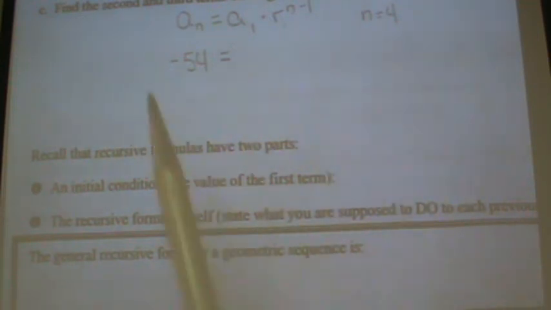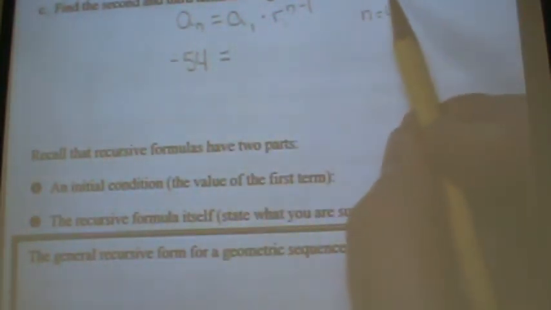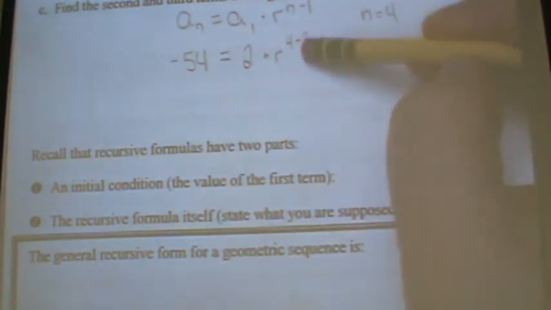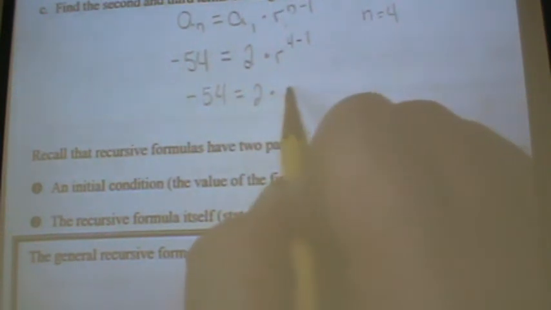Okay, so Michaela just said we're going to put negative 54 as our an value. So what term is negative 54? Our fourth term. So what does that mean our n value is? 4. n equals 4. So then would you put the 2 where the A1 is? So our first term a1 is 2, times r to the third, right? 4 minus 1, which ends up equaling 3, yes. So if we simplified like Kaylin said, you get negative 54 equals 2 times r to the third.